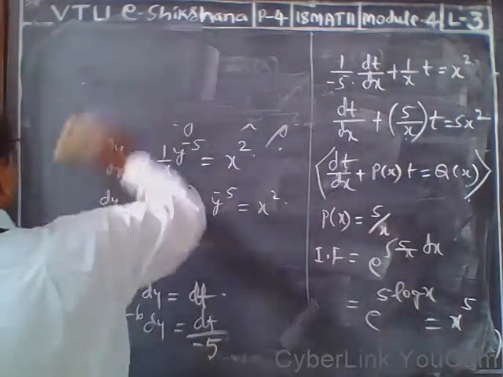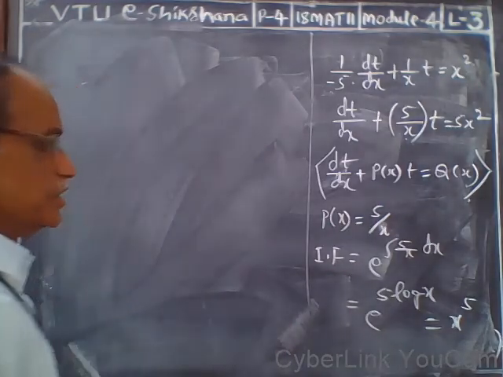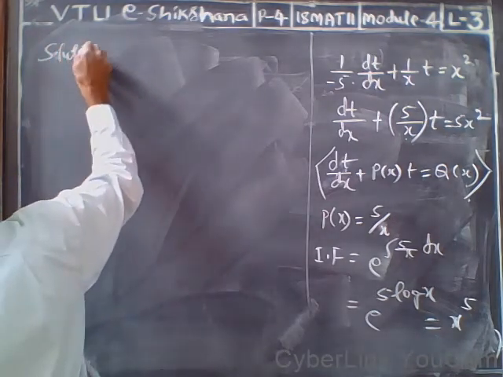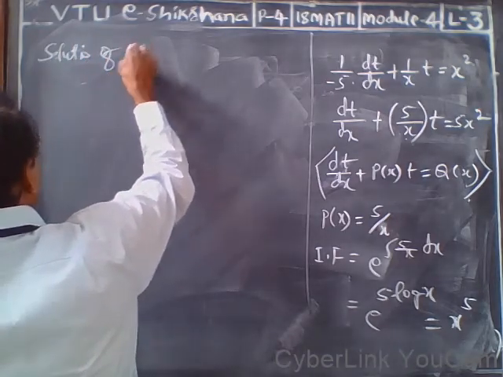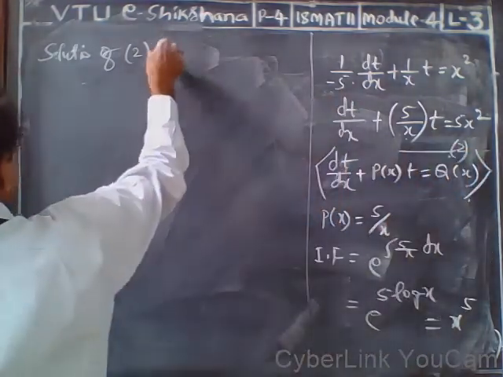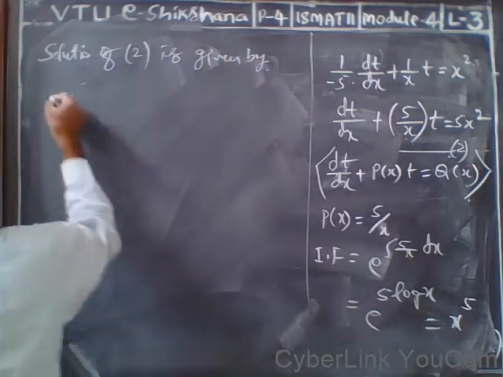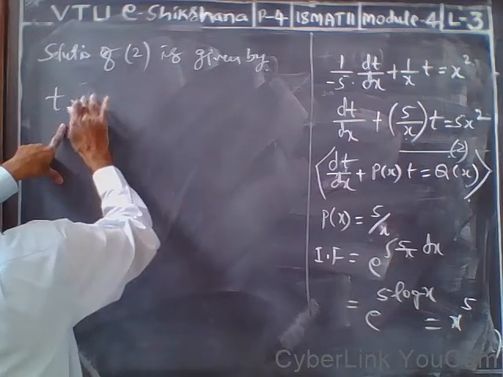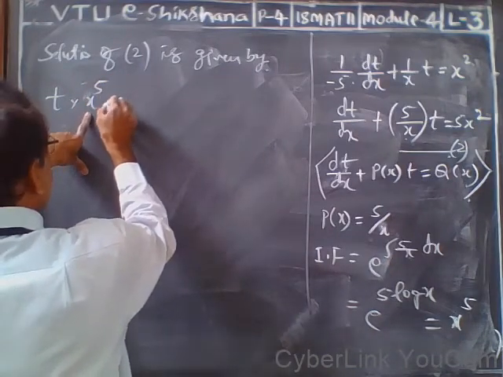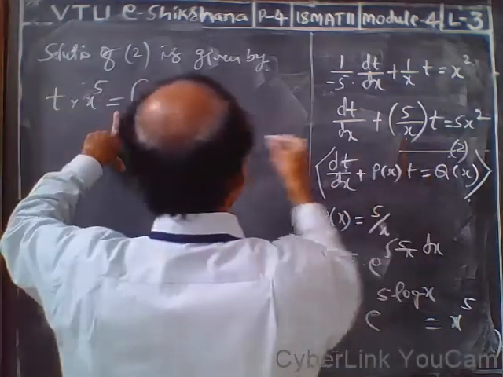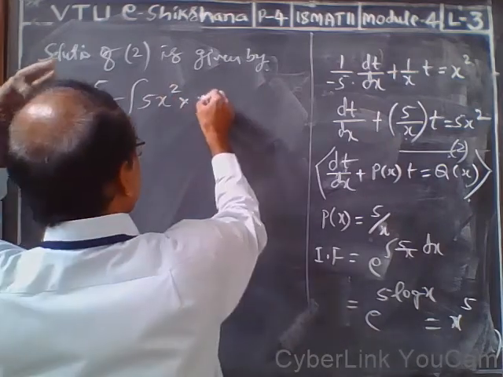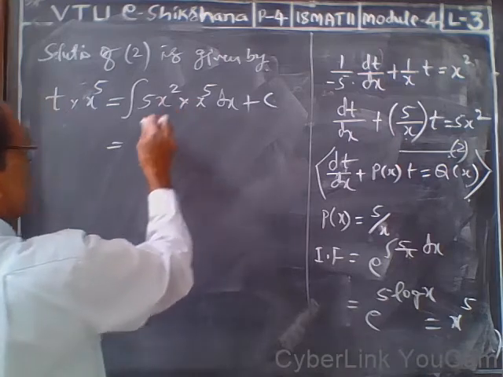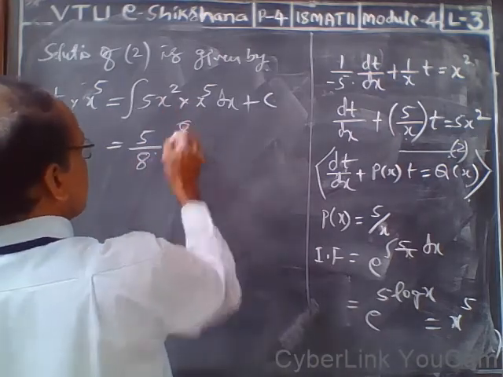Then the solution of this linear differential equation: you need to take the multiplication of this integrating factor with the dependent variable, and write the solution of equation 2. It is given by t into the integrating factor, that is t into x to the power of 5, equal to the right side, 5 into x square into x to the power of 5 dx, plus constant. On integration, x to the power 7 gives 5 by 8 and x to the power 8 plus constant.